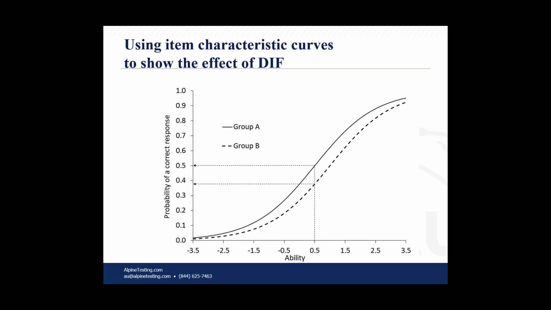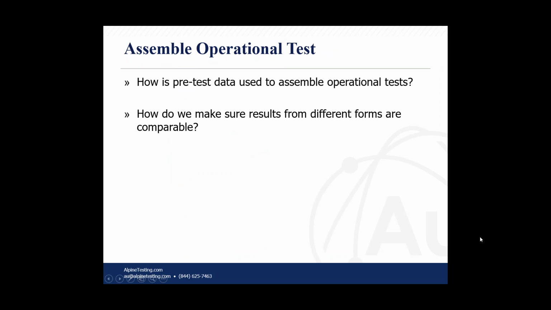So this might be an item that's easier for one group than another, even when we account for that, even when we look at 2 people of the same ability. So we might want to review that item for potential bias.